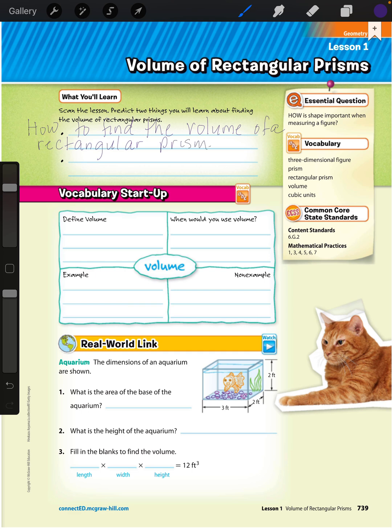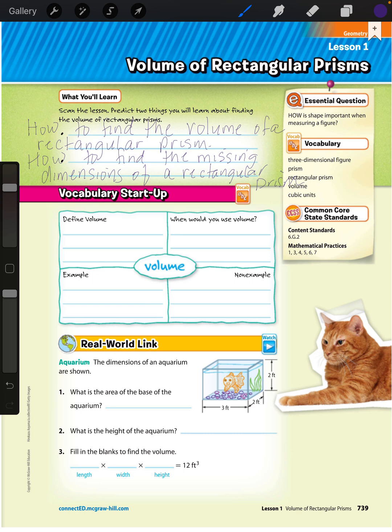And the second thing we're going to learn is how to find the missing dimensions of a rectangular prism. So how to find the missing dimensions of a rectangular prism. All right, let's scroll down to vocabulary.